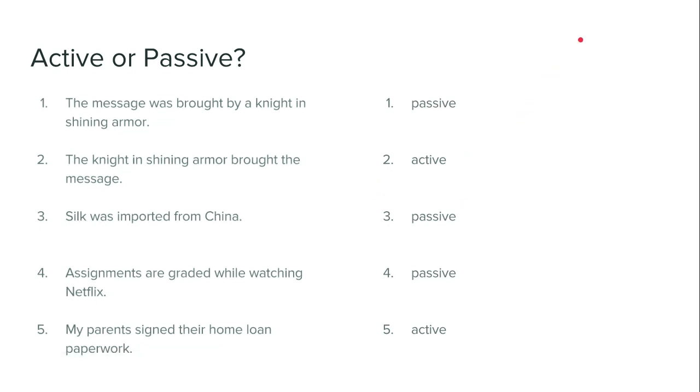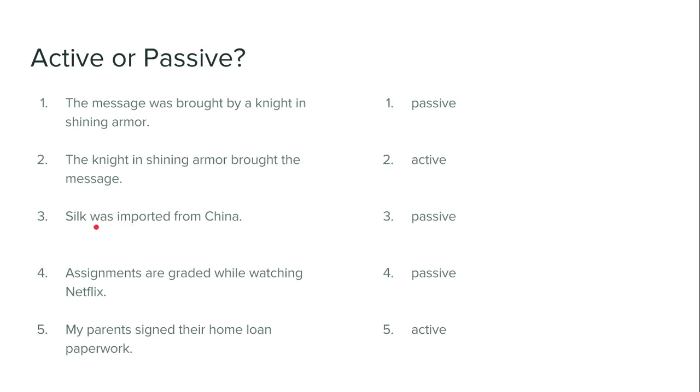Here are our answers. So let's look at these first two together. The message was brought by a knight in shining armor, and the knight in shining armor brought the message. Same meaning, but the message was brought by a knight. The knight is actually doing the action. Okay, the knight in shining armor is actually the one bringing the message. But he's like sitting over here in the predicate as opposed to in the subject. So we would say this is in passive voice. As opposed to number 2, the knight in shining armor brought the message. Okay, he's doing the action and he's in the subject. So that's active.